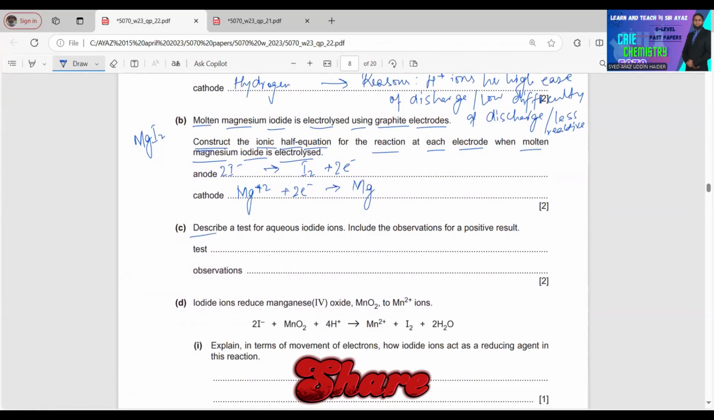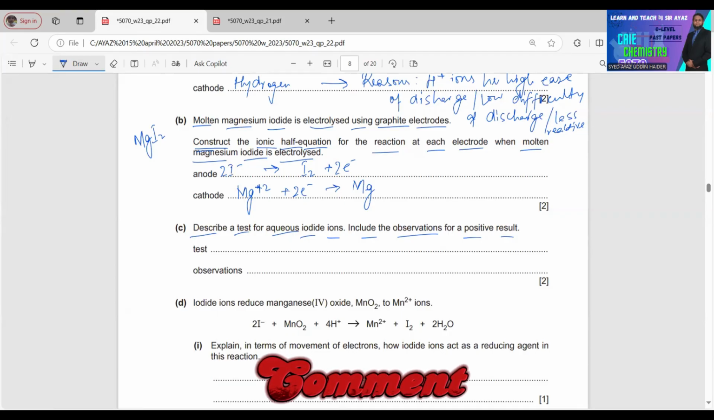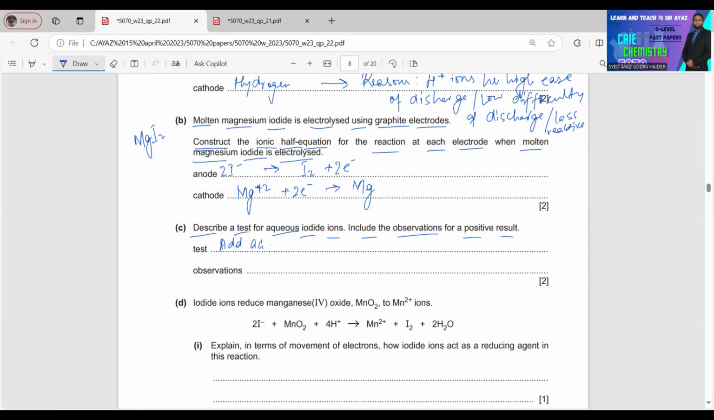C. Describe a test for aqueous iodide ions. Include the observations for a positive result. Now for iodide ions, we use acidified silver nitrate, and the observation must be a yellow precipitate. So you write: add acidified silver nitrate. For the observation, you write: yellow precipitate.